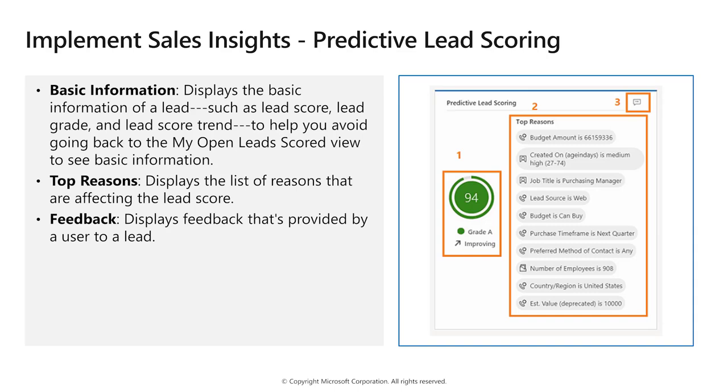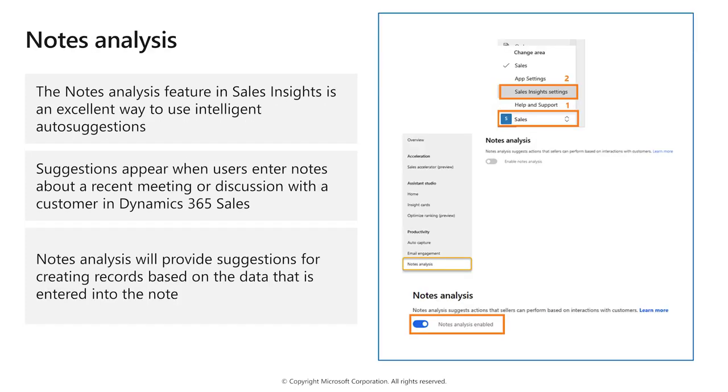So in Forms, you can use the lead score widget to see the top 10 reasons that are influencing the score. These reasons come from lead attributes and attributes from the related entities. And this helps you analyze and work on the lead to improve the score and convert it to a possible opportunity.